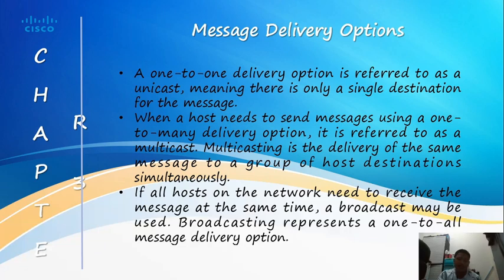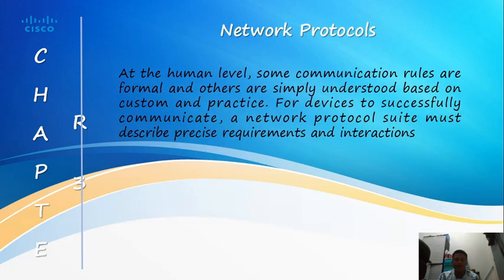Next is message delivery options. A one-to-one delivery option is referred to as unicast, meaning there is only a single destination for the message. When a host needs to send a message using a one-to-many delivery option, it is referred to as multicast. Multicasting is the delivery of the same message to a group of host destinations simultaneously. If all hosts on the network need to receive the message at the same time, a broadcast may be used. Broadcasting represents a one-to-all message delivery option.